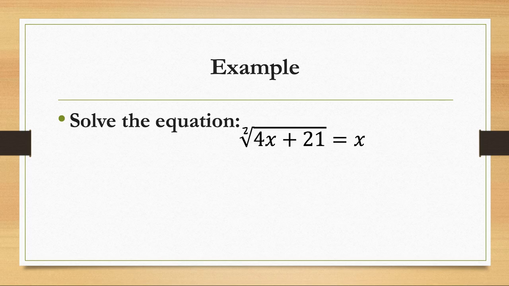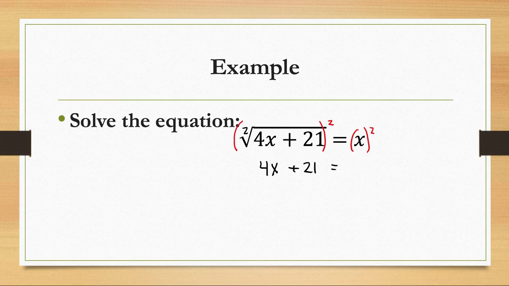Step 2 is to raise both sides to an appropriate power. So if we're talking about a square root, we're going to raise to the second power. And you're raising both sides of it to the second power. Remember, when you take a square root and you square it, they cancel each other out. It leaves you what's underneath. So it leaves you 4x plus 21.